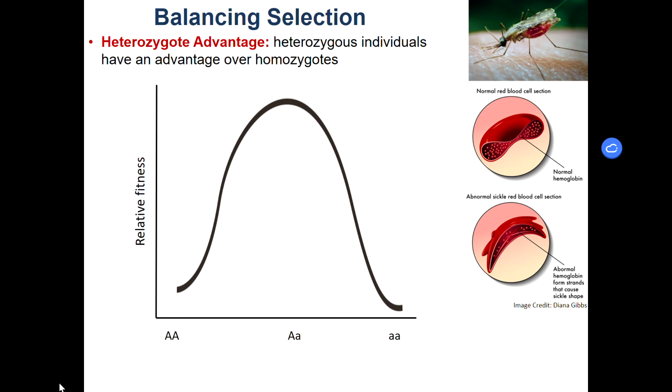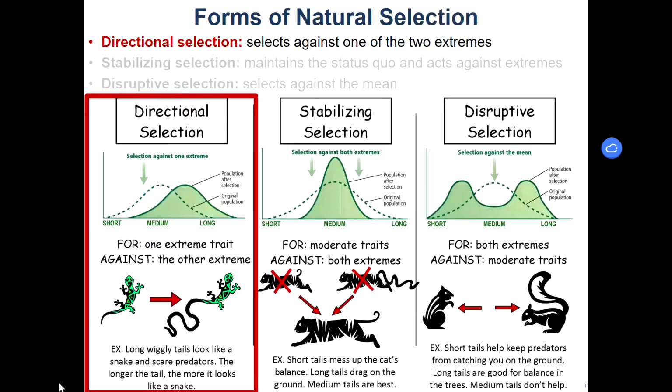So we have positive selection, negative selection, and balancing selection, and that's what's happening in the environment. And if we think about our organisms, these different positive, negative, and balancing selections are going to be affecting these organisms and affecting what their phenotypes look like. So we have three forms of natural selection. The first is directional selection. Directional selection selects for one of the two extremes. So it has a direction. It's going in one direction or the other.